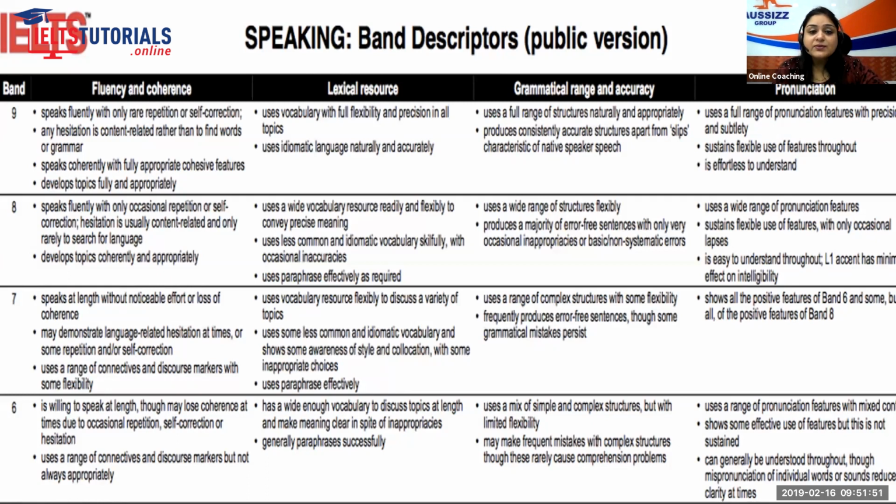In 7 bands, you use vocabulary resources flexibly to discuss a variety of topics and paraphrase effectively, using less common and idiomatic vocabulary. Now, in 8 and 9 bands, if you can see, there is mention that you use less common and idiomatic vocabulary skillfully with occasional inaccuracies, and a wide vocabulary resource readily. So vocabulary is not the constraint where you are lagging. The important thing is if you're having your own words and using them fluently, then also it is fine.